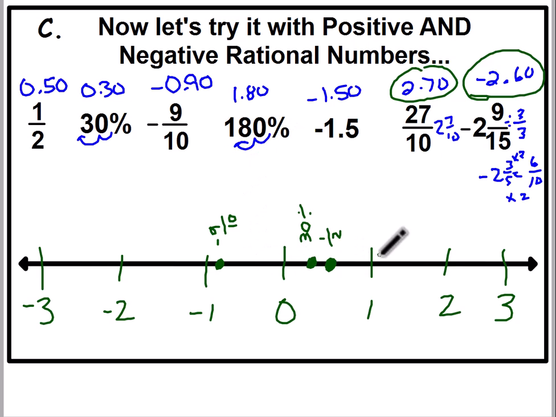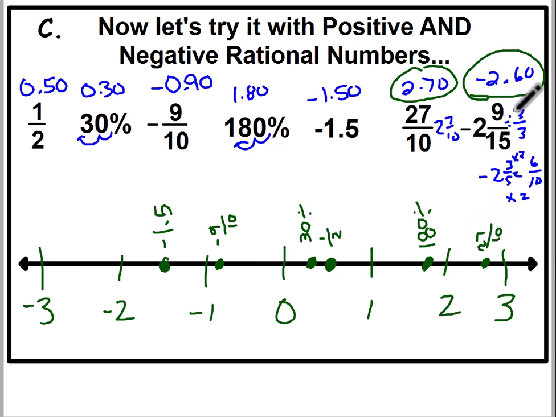180% is $1.80. That's close to $2. So I'll put it about right here, and I'll label it with the original rational number, which is 180%. Then we have a negative $1.50, so that's halfway between -1 and -2, labeling it -1.5. 27 tenths, $2.70. Well, that's greater than 2.50, closer to 3, so about right there. So that's going to be 27/10.